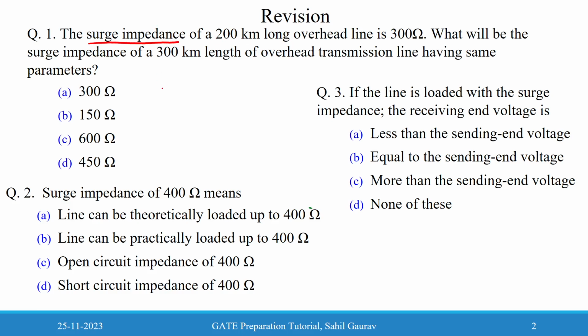If we define this surge impedance, then it is the square root of the ratio of L divided by C, that is, inductance to the capacitance of transmission line. So there is no term for the length of transmission line. So the correct answer for this problem is A.